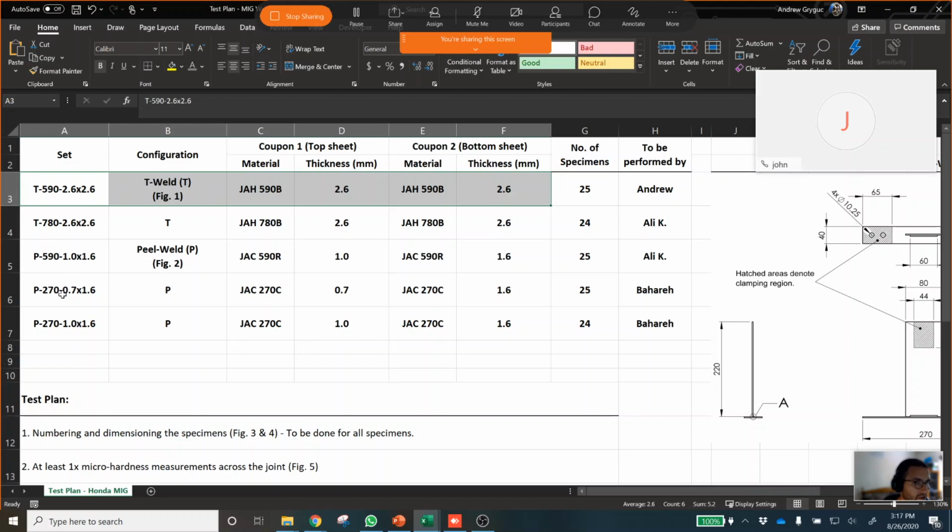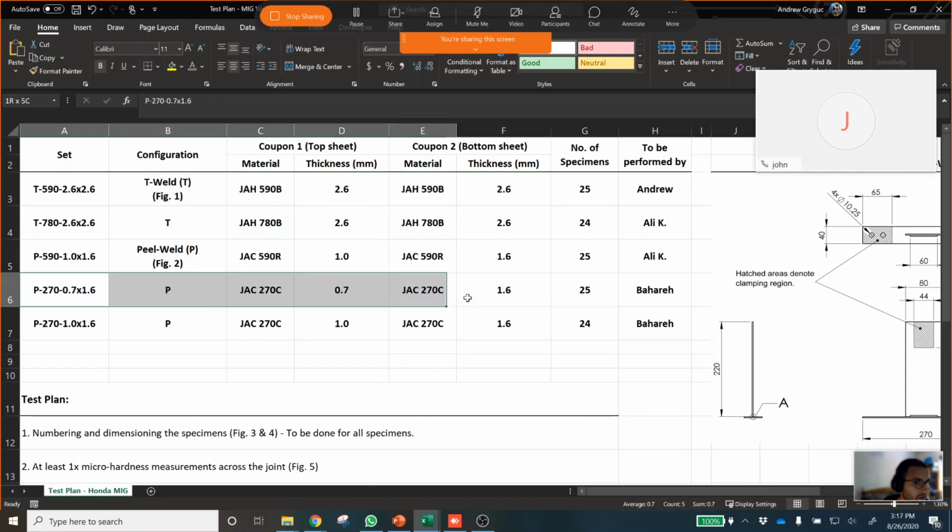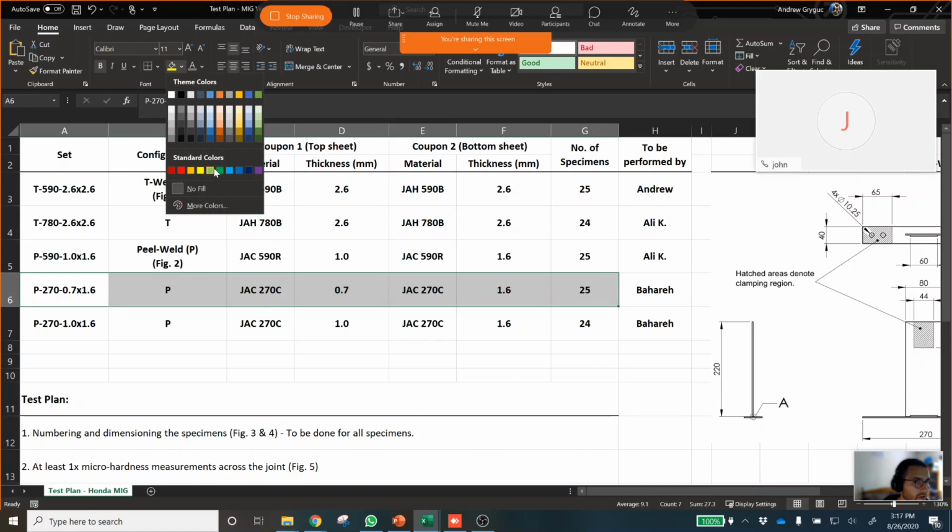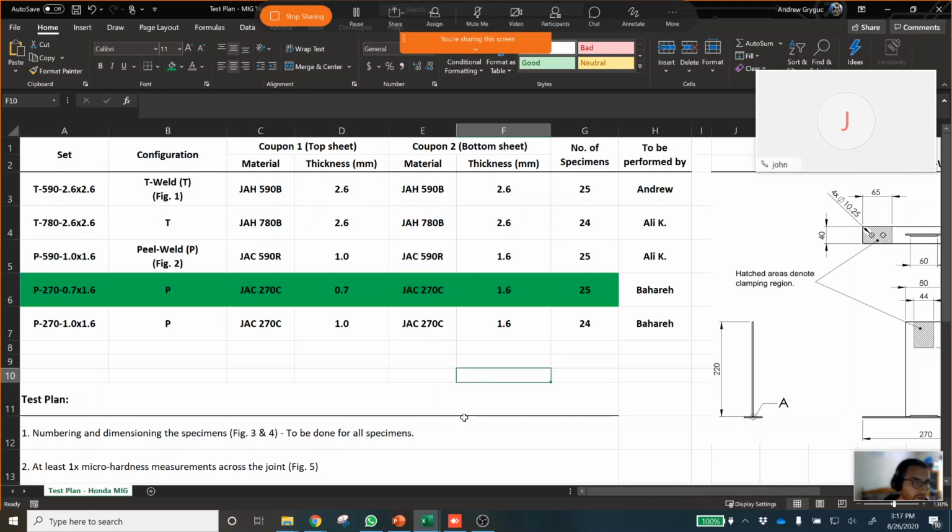Would you like us to do the 0.7 to 1.6 JAC to the 270C? Okay, sure, not a problem. We can do that second. So the problem is that if 590 is doing the weld is cracking, I'm sure 780 will do the same because 780 is the highest strength. I agree. So the basic idea for us is to capture the crack initiation on that plate itself, not on the weld. Okay, understood.